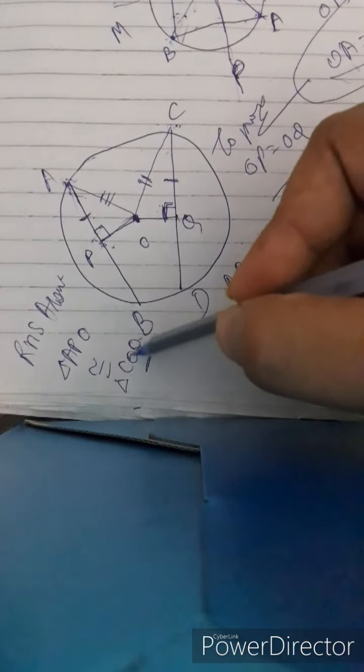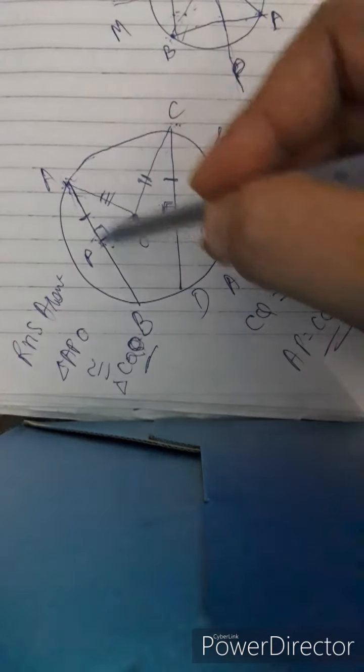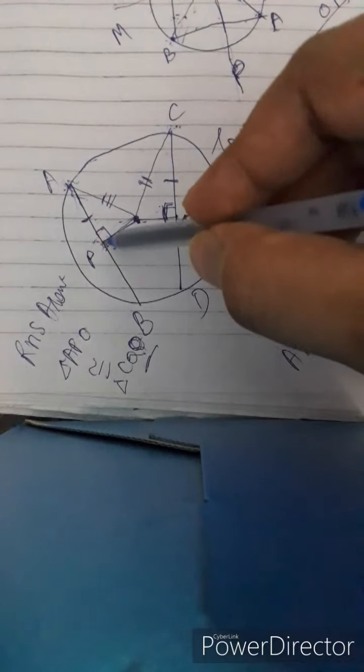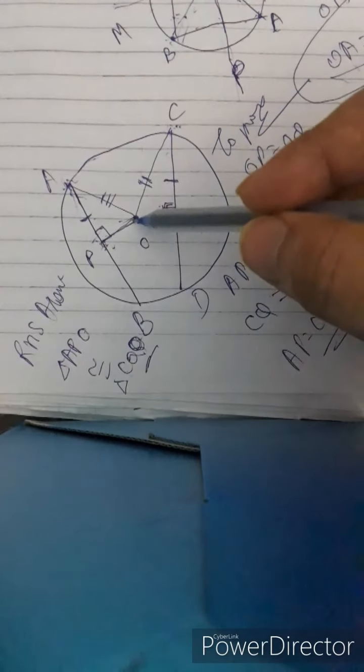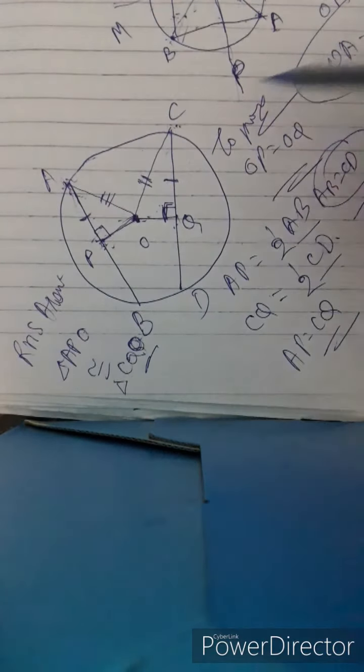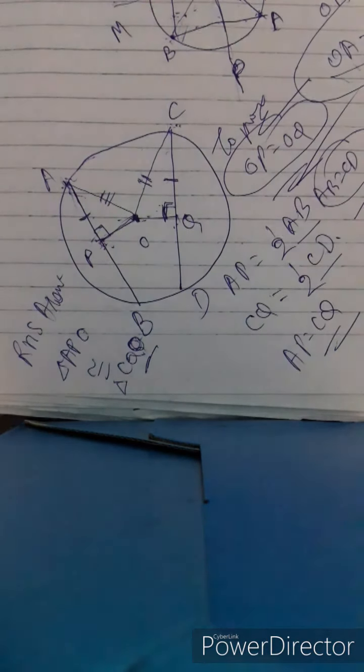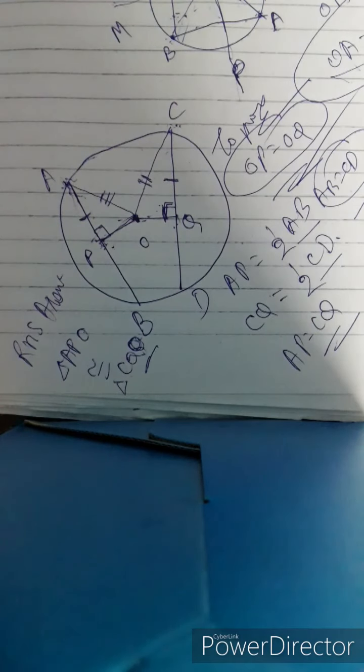Triangle APO is congruent to CQO. After proving their congruency, by CPCT we take OP equals OQ. Hence it is proved, OP equals OQ. This is very simple, as you can see. So hence it is proved.